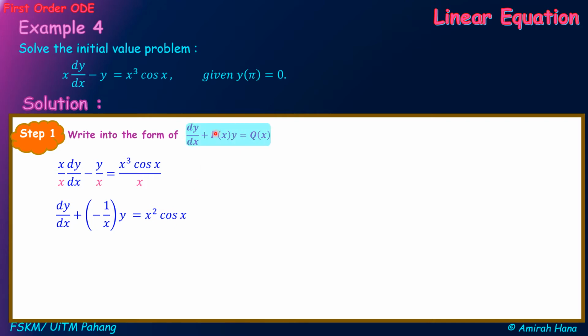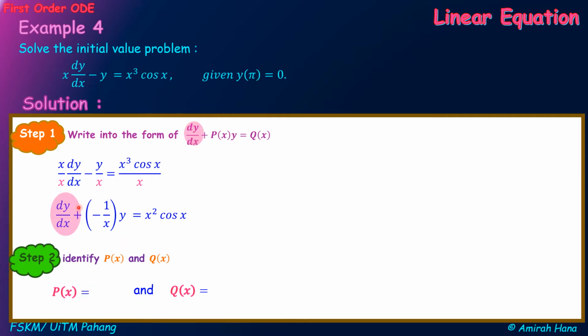Then we compare with the general form for a linear equation. The first term is dy over dx with coefficient positive 1, and then plus a term containing x multiplied by y to the power of 1, equals a right hand side term containing x, with no term containing y. After that, we can continue with step 2.